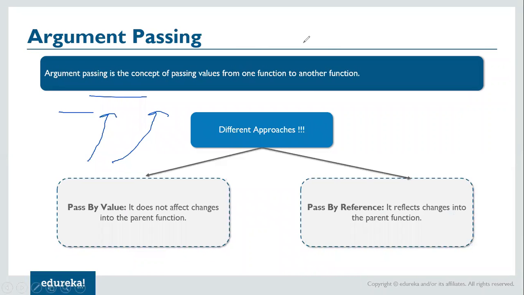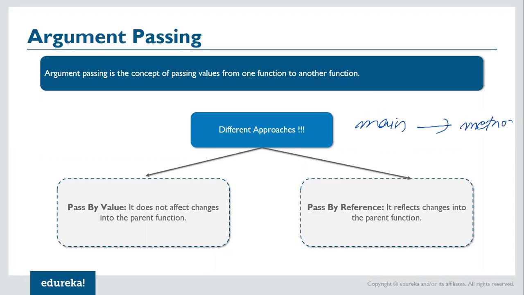Now let's look at the concept of argument passing. Now argument passing is the concept of passing value from one function maybe to another function. So we are going to look at passing value from main method maybe to another method which we will define, right? So there are two ways to do it. One is pass by value and another one is pass by reference. So what is pass by value?